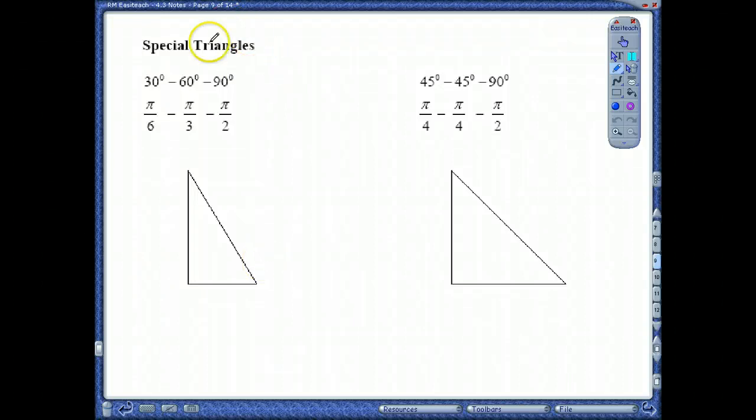Question 4.3, video 2, which is day 2. Now we learned a lot of things on day 1. We learned the definition of sine, cosine, tangent, and their reciprocals. We learned how to find them. We learned about the identities to link them all together.